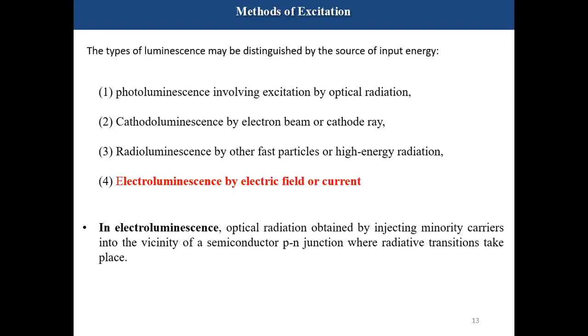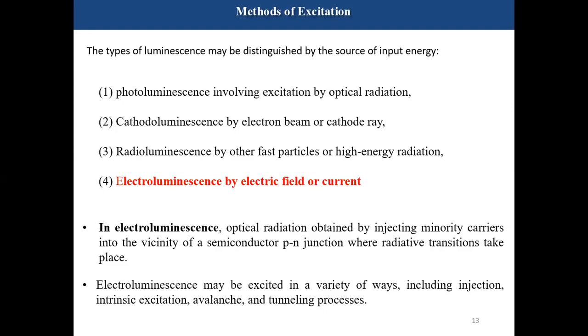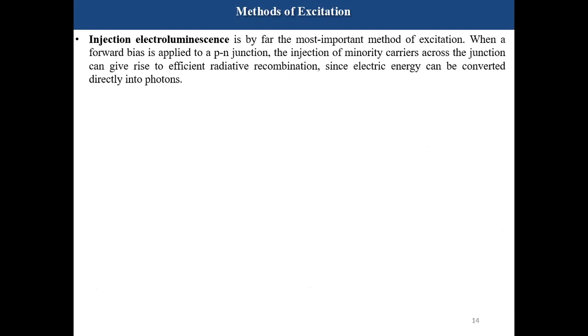In electroluminescence, optical radiation is obtained by injecting minority carriers into the vicinity of a semiconductor p-n junction where radiative transitions take place. Electroluminescence may be excited in a variety of ways, including injection, intrinsic excitation, avalanche, and tunnel process. The injection electroluminescence is by far the most important method of excitation.